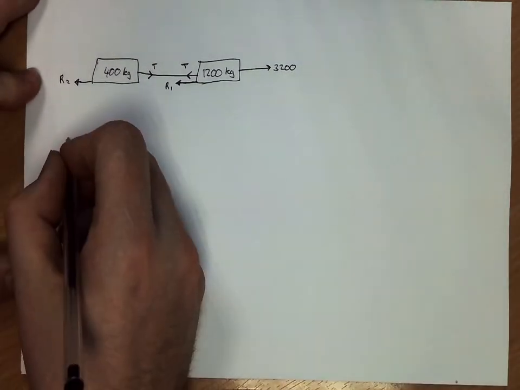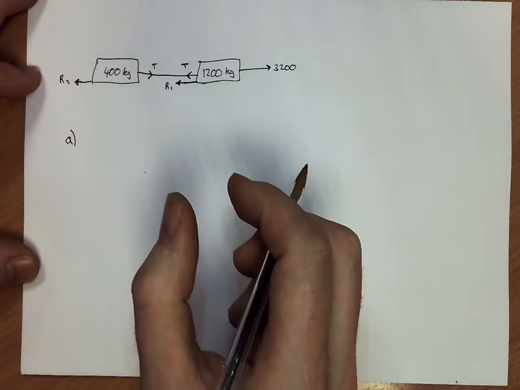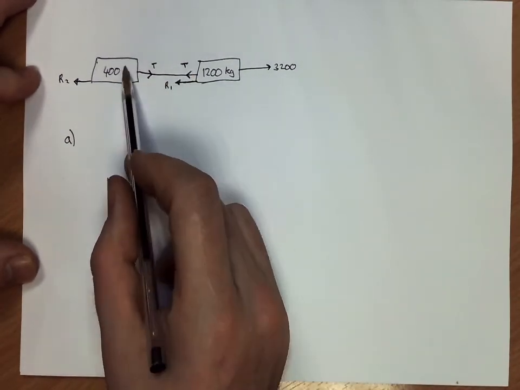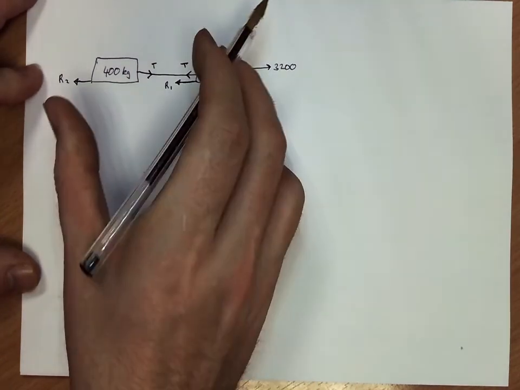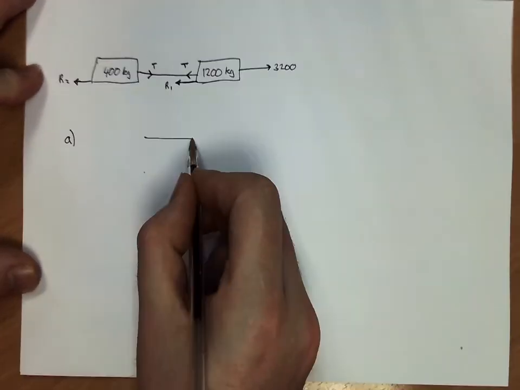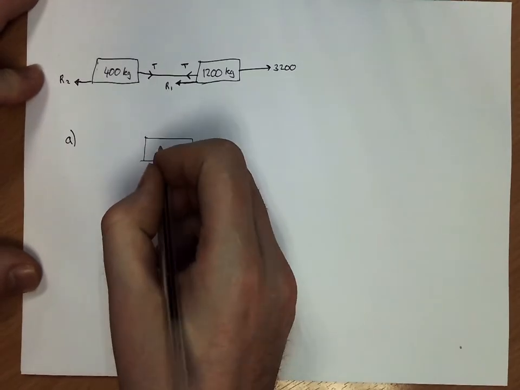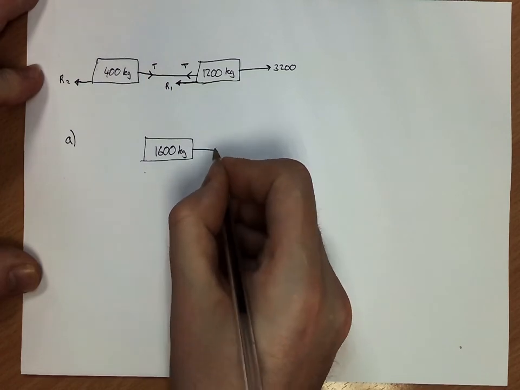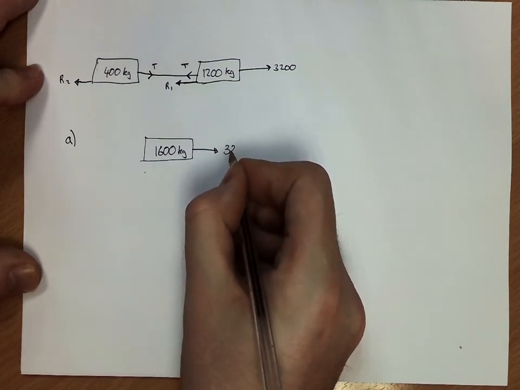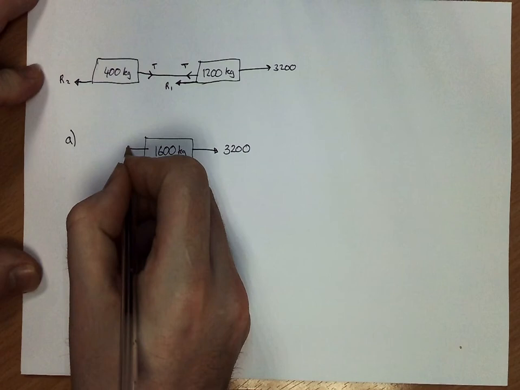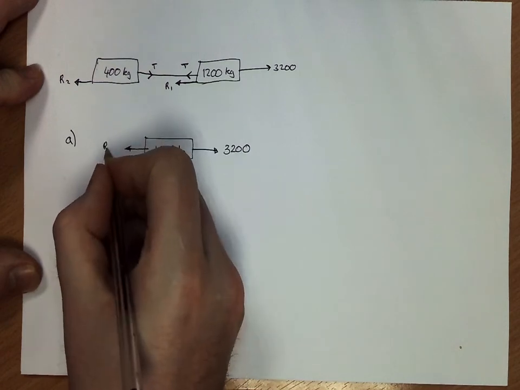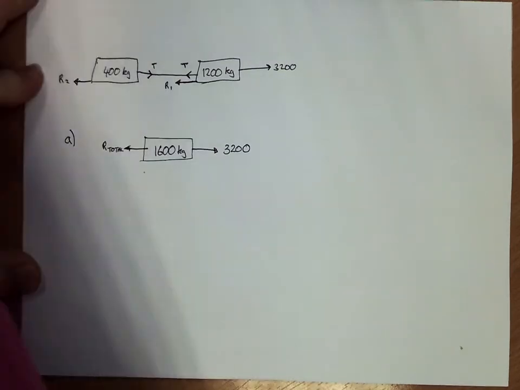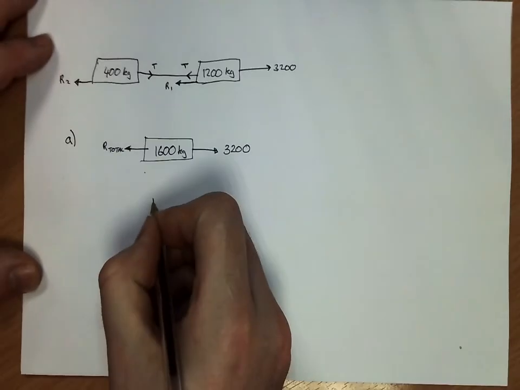Right, now I'm going to take advantage of an idea to save me having to do simultaneous equations. What I'm going to do is make this string, or the rope even, infinitely small. I'll make it smaller and smaller and smaller, and hopefully you can see you'll end up with one particle which is 1,600 kilograms. We're going to have a force coming this way of 3,200, and then we're going to have an R total going this way. So R total is R1 plus R2. What this means is that I can now use F equals MA.